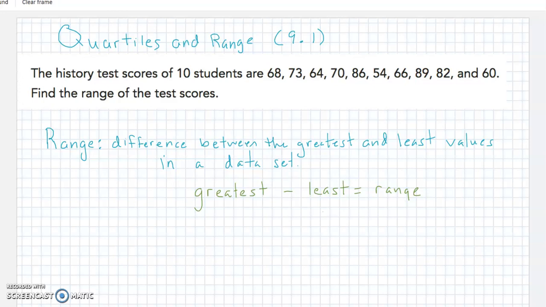Hello, boys and girls. Today we are going to start chapter 9. And we're going to start with 9.1. Seems like a good spot to start. And we're going to be talking about quartiles and range.